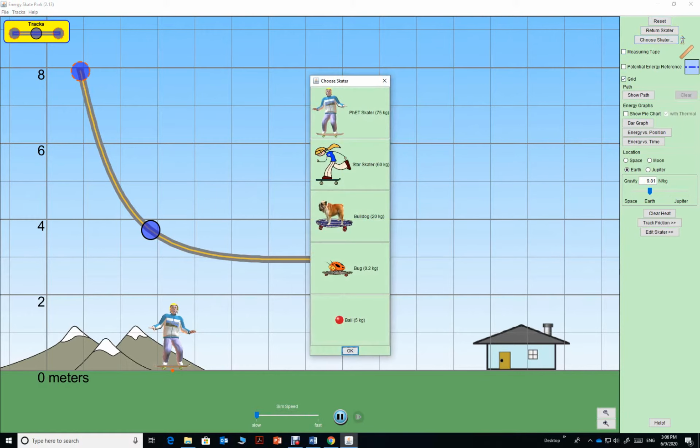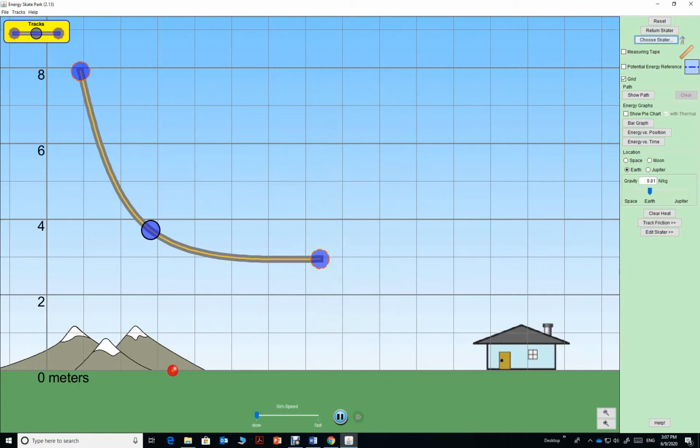Then click on choose skater to choose the skater and to see its mass. You need the mass to calculate the kinetic energy and the potential energy. If you choose this one, its mass is 75. If you choose this skater, its mass is 60. This dog is 20. This bug is 0.2. Okay, so I'll choose this one. Record the mass of this one to be 5 kilograms in your lab report. This is my skater.